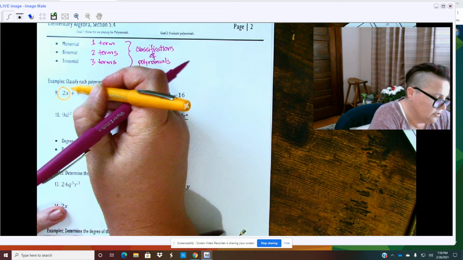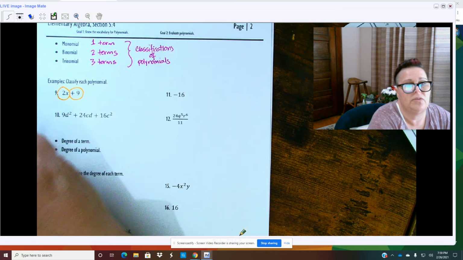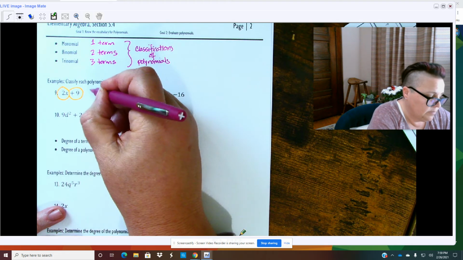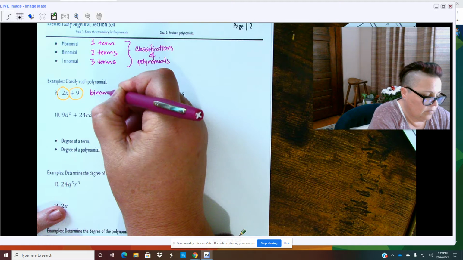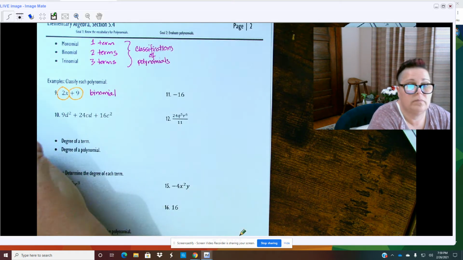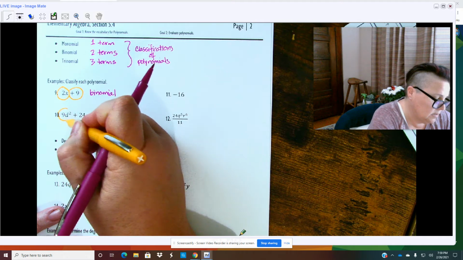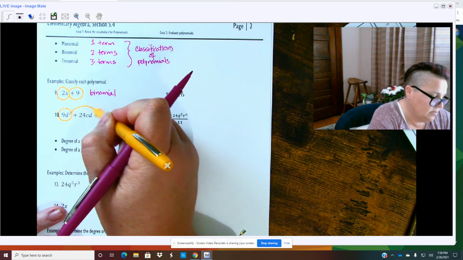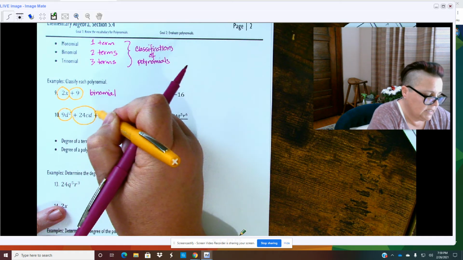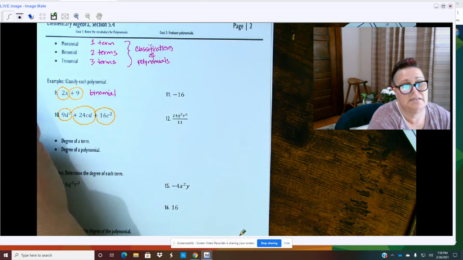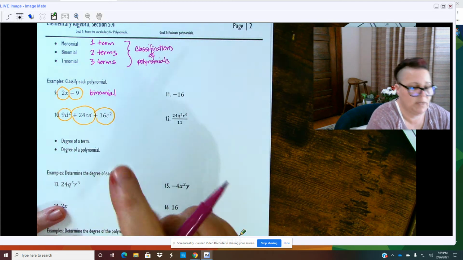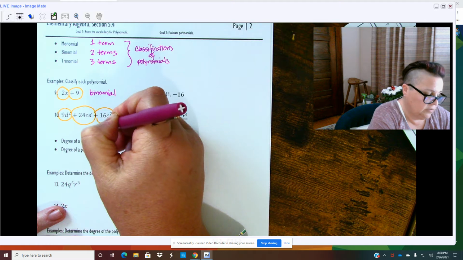you can see here, I hope, that there is one term here and a second term with the plus 9. This would be a binomial. Right? If we're looking at problem number 10, we have a 9d squared, a plus 24cd, and a plus 16c squared. This is 1, 2, 3 terms. This would be a trinomial.